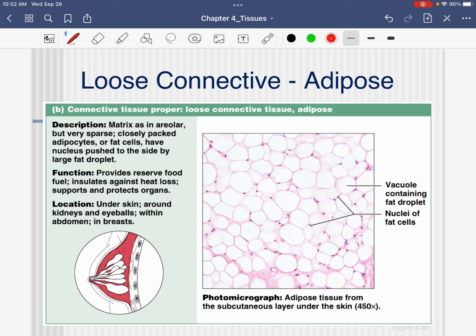Where do we find adipose or fat tissue? In breast tissue, under the skin, between organs. What is its function? Protection, insulation, long-term energy. So you just pick one location and one function.